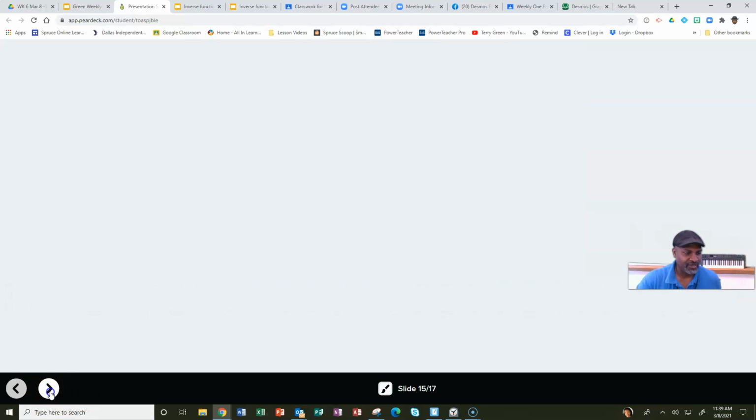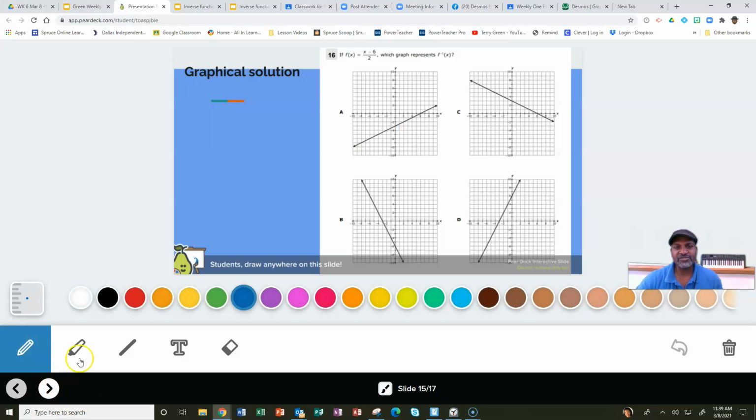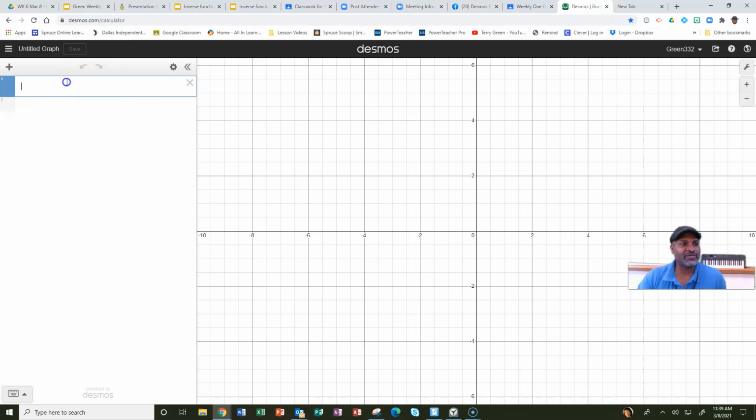Okay. All right. So on this one, graph this function. You can do this in Desmos if you want. Take this f of x equals x minus 6 over 2. You can go to Desmos if you want, and you can graph it just like it is.